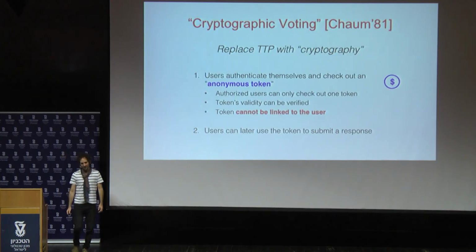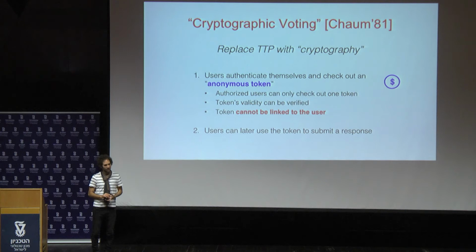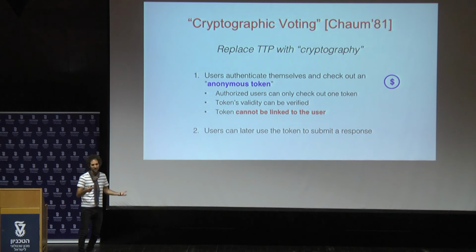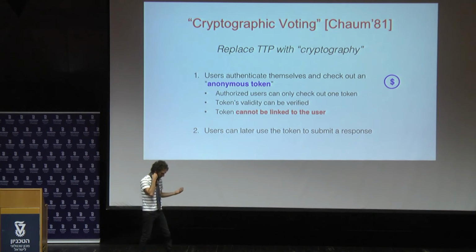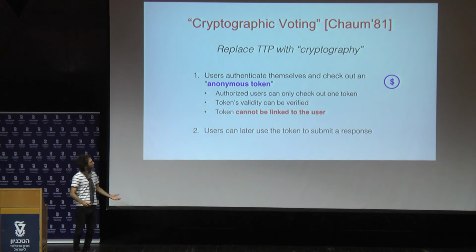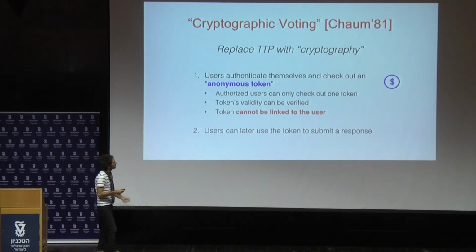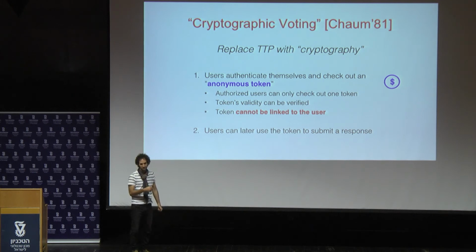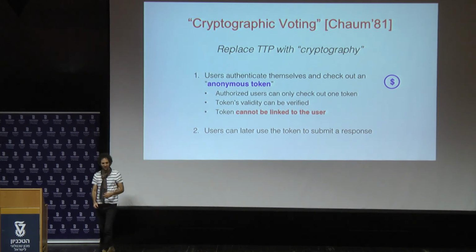All right. So this idea actually goes way back to this work of David Chaum from '81. And the idea was, can we replace this trusted party with cryptography? His approach for cryptographic voting or surveys was the following. Users will authenticate themselves. They will log in with their email, and do some challenge response to show that they own this email. And after they've done this challenge response, they will check out some token. And this is like this anonymous token. Right? That's what it was called back then.